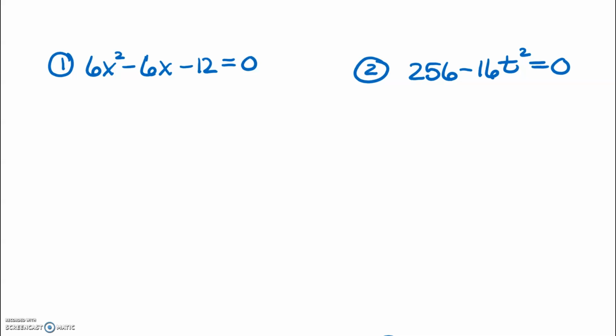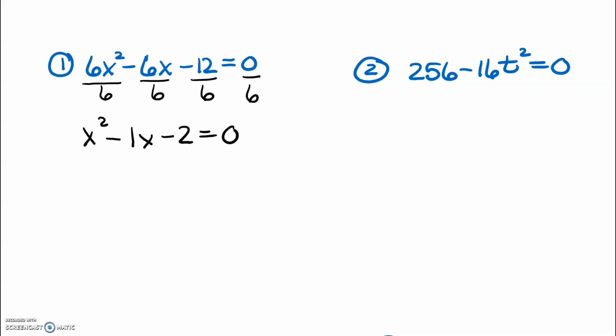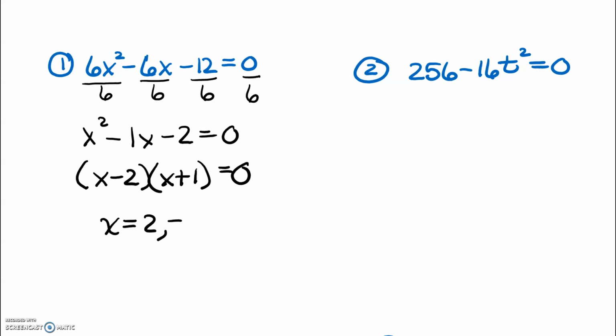So the very first one, I don't even know if I can factor this. So this is an equation, so I'm going to divide every term here by 6 to see what I have. And I have x squared minus 1x minus 2 equals 0. Well, there are definitely factors of -2 that add to -1, so I'm going to use the zero product property. Okay, this one factors, so my reasoning would be that the quadratic factors. And so my solutions are going to be 2 and -1.